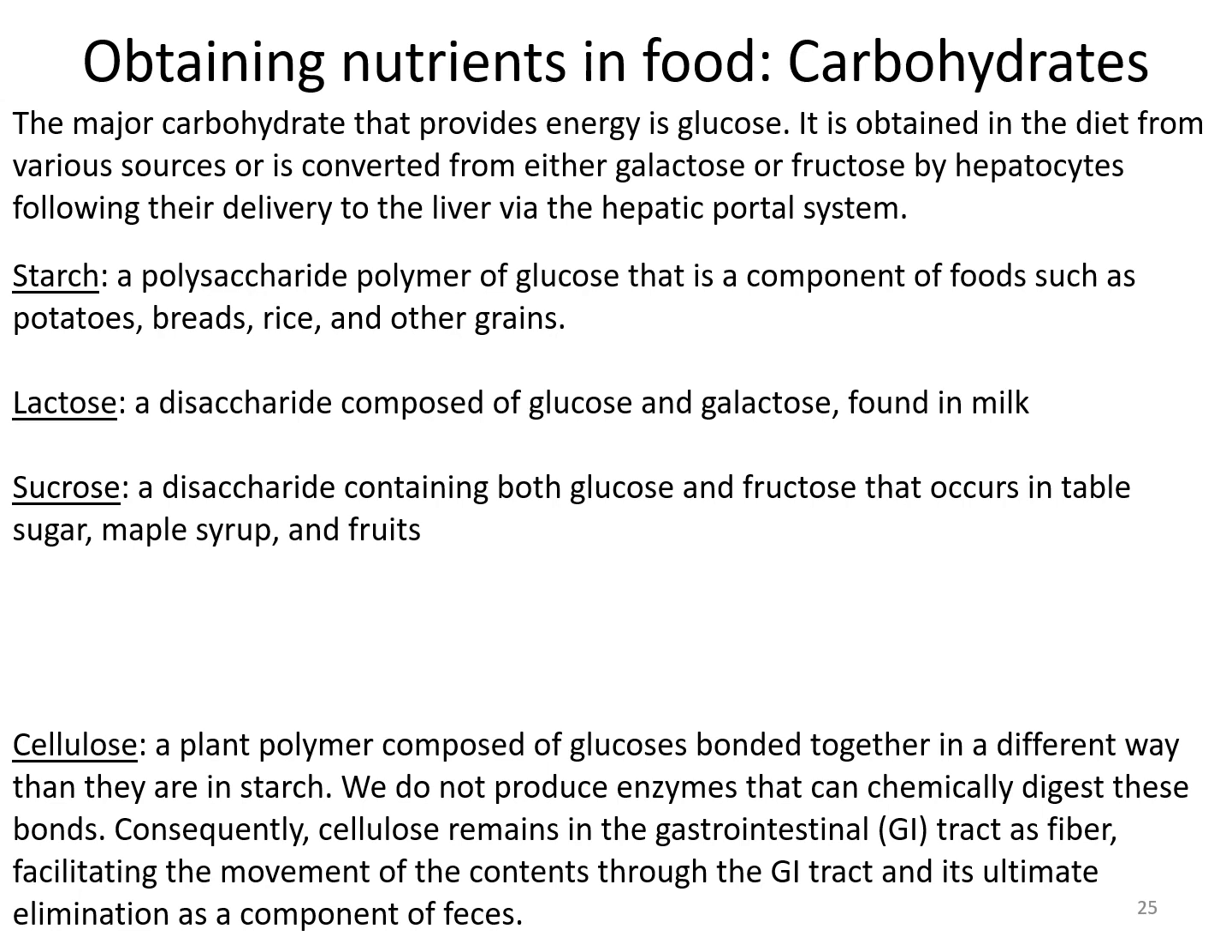Next, just some definitions on different types of carbohydrates. Starch is a polysaccharide. It's a long chain of glucose molecules. You'll find starches in things like potatoes, breads, rice, and grains. Lactose is a disaccharide, which is a combination of glucose and galactose that you find in milk. Sucrose is a disaccharide containing both glucose and fructose that you find in table sugar, maple syrup, and fruits.